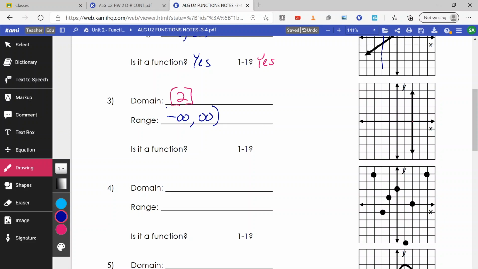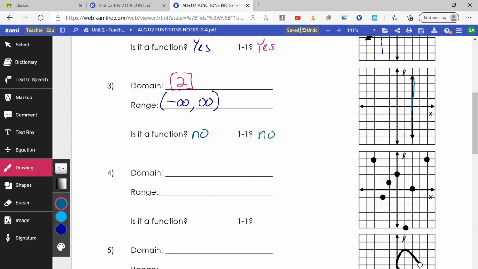Is this a function? If I draw a vertical line on top of my vertical line, I'm hitting everything, so it is not a function. And because it's not a function, it is not one-to-one. So vertical lines are a little tricky. The domain is the only number that it passes through, in this case x equals 2, and the range, bottom to top, is negative infinity to infinity.